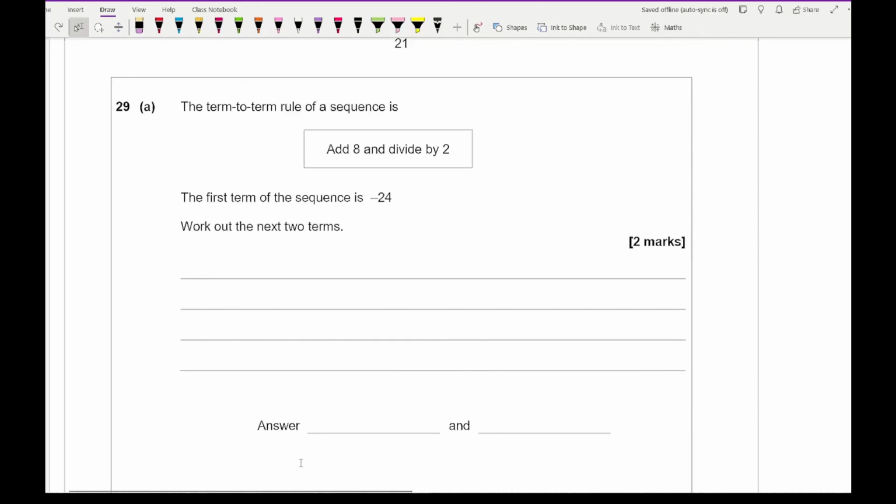Moving on to question 29a, it says the term-to-term rule of a sequence is add 8 and divide by 2. The first term of the sequence is minus 24. Work out the next two terms. So if the first term is minus 24, then we need to add 8 and then divide the answer by 2. So minus 24 plus 8 is going to give me minus 16. And then we divide that by 2, in which I get an answer of minus 8.